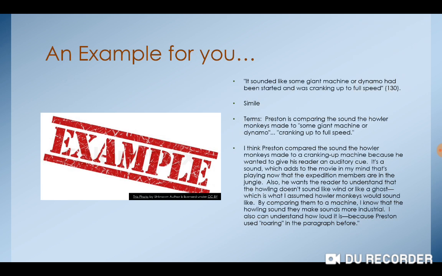All right, so I've given you an example. And this is from page 130, so I took one of them from you, but I think you'll still be okay. So my example is, "it sounded like some giant machine or dynamo had been started and was cranking up to full speed." You see I put it in quotation marks and I've got the page number there, right? And that follows MLA citation style, so make sure you get that right. I've also told you it's a simile. You can see the second bullet. The terms: Preston is comparing the sound the howler monkeys made to some giant machine or dynamo cranking up to full speed. So the terms are the monkey's sound to a machine cranking up.